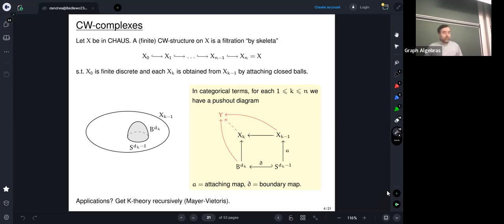One useful thing of having this filtration by skeleta is that to every pushout diagram like this of topological spaces, there is an associated exact sequence in homology or cohomology, but even in K theory, which is what we are interested in, which is the Mayer-Vietoris sequence. So we want to keep this for quantum spaces, to have something that allows us maybe to compute K theory recursively using this Mayer-Vietoris sequence.